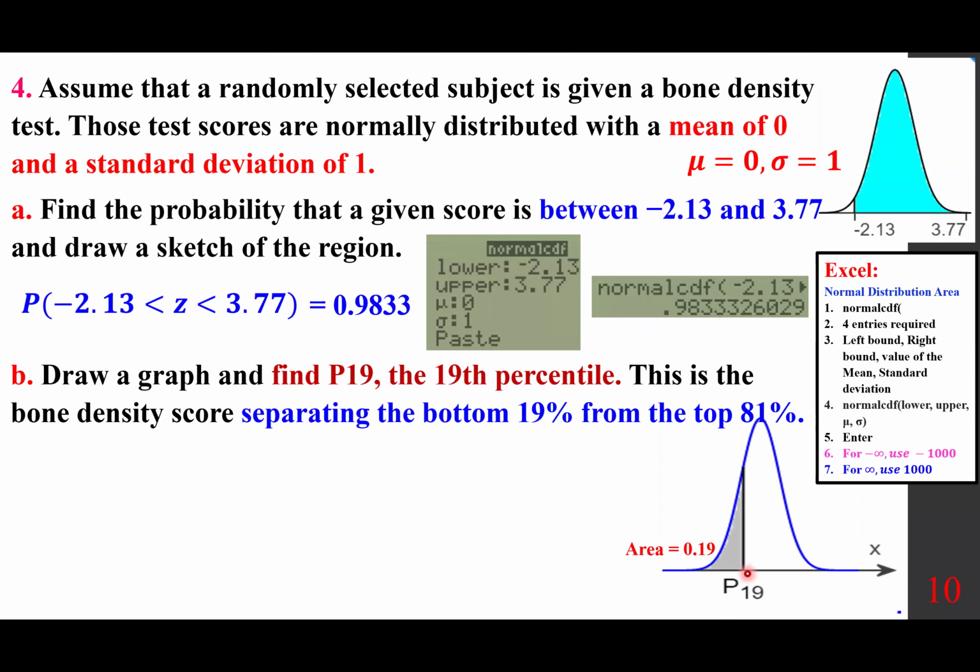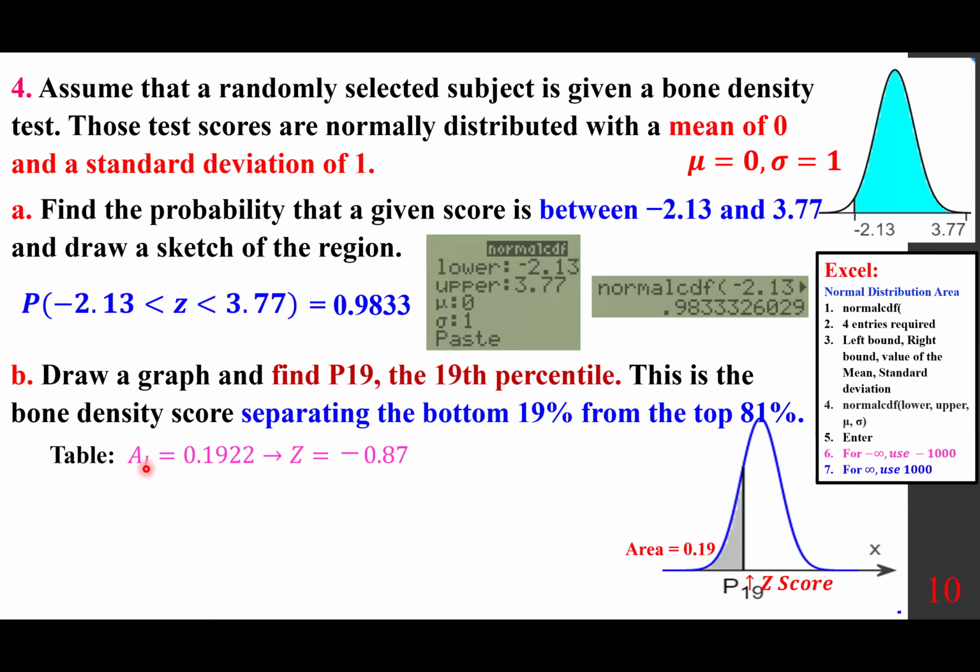And this is the Z-score we are looking for. Okay. So graphing and then understanding the 19% and the Z-score.